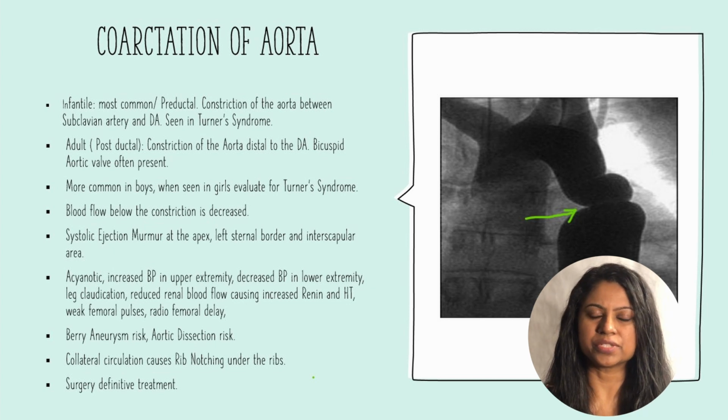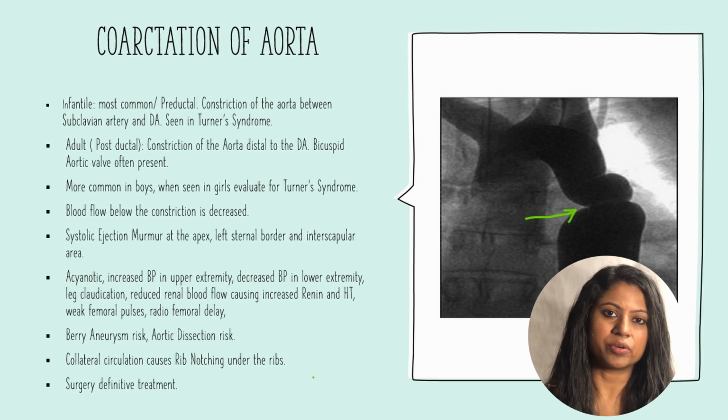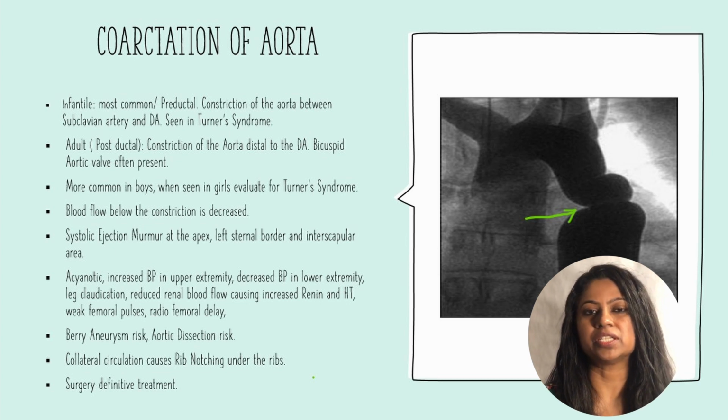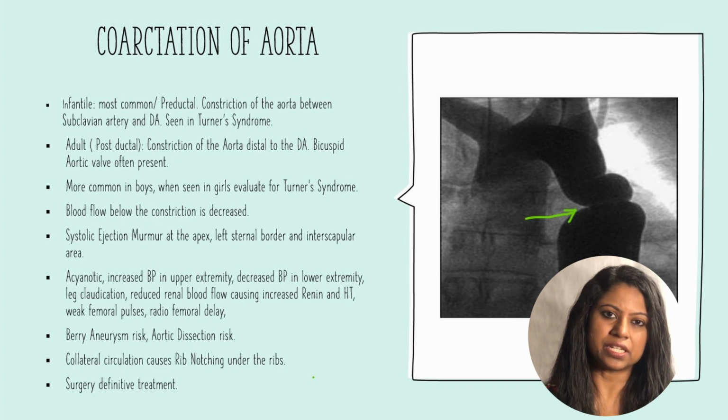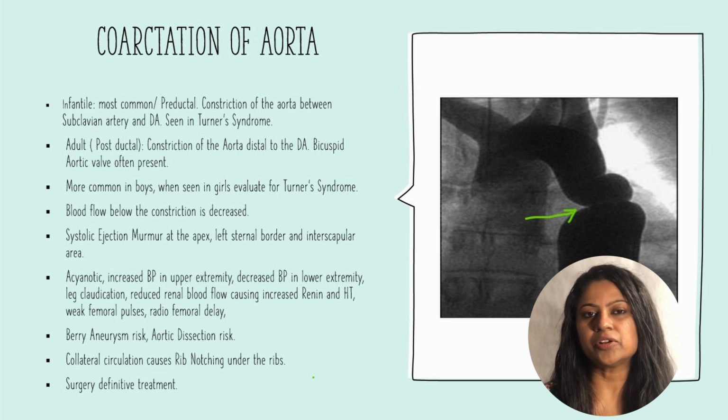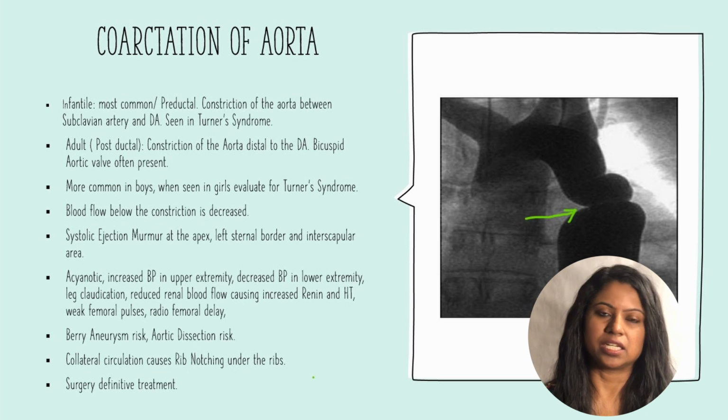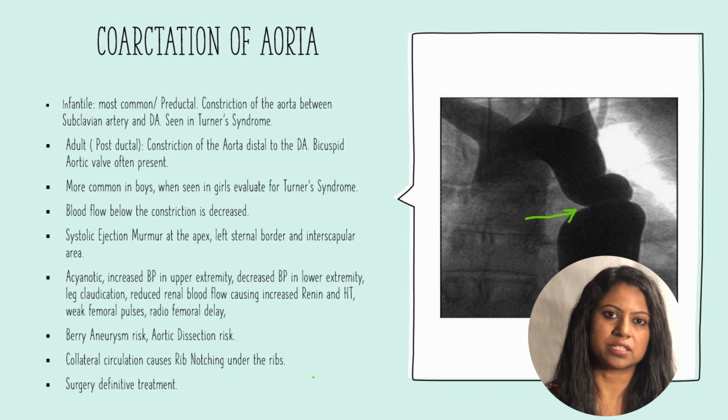Coarctation uniquely shows reduced blood pressure in the lower extremities because of the constriction of the aorta and increased blood pressure in the upper extremities, which can even lead to berry aneurysms and intraventricular hemorrhage. The renal blood flow may be decreased, leading to a high renin hypertension. Reduced blood pressure in the lower extremities also clinically presents in the form of weak femoral pulses, radiofemoral delay, and claudication in the extremities.